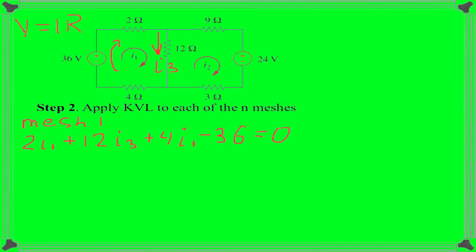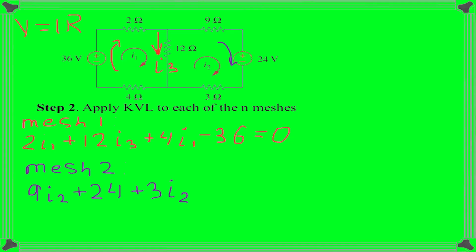Now let's repeat the procedure for mesh 2. So let's start with 9 ohms resistor. The voltage across 9 ohms resistor will be assigned as positive, and there is only I2 current flowing through that resistor, so we can write 9 I2. Then going through 24 volts, we're going from plus to minus, so the voltage is assigned as positive, so we put plus 24. 3 ohms also positive, plus 3 I2.